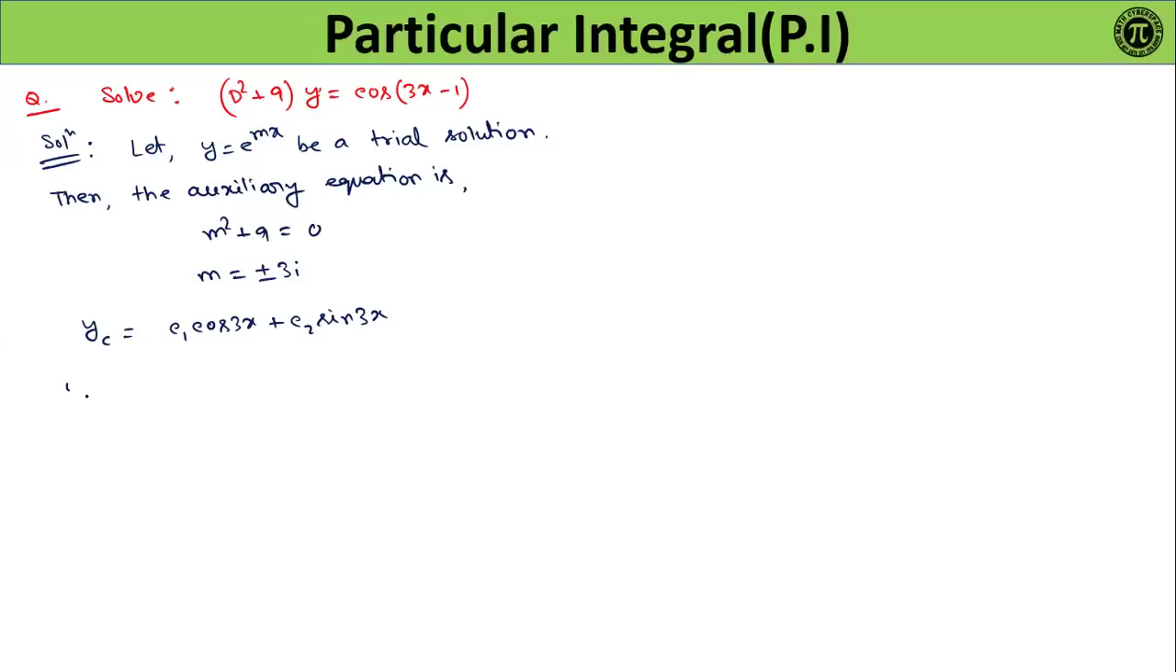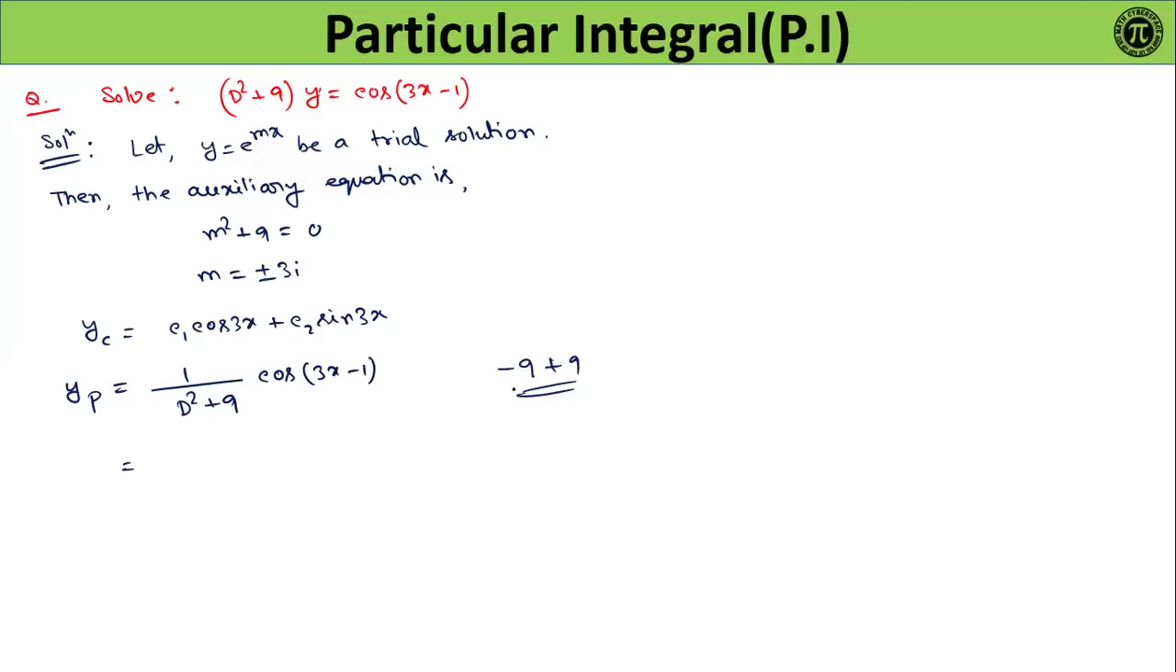Now yp is equal to 1 by D² plus 9 of cos 3x minus 1. Now the rule is you have to write minus a square in place of D². So in place of D², if you write minus a square, you are getting minus 9 plus 9, that means 0. And again 1 by 0 is undefined. Yes or no? 1 by 0 is undefined.